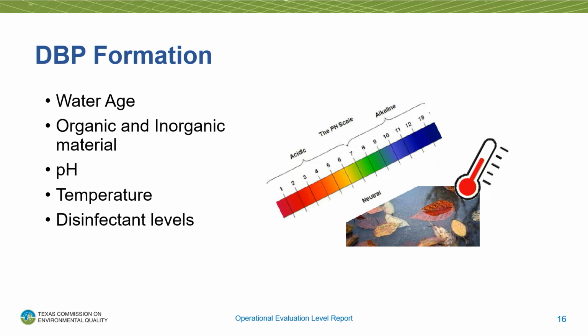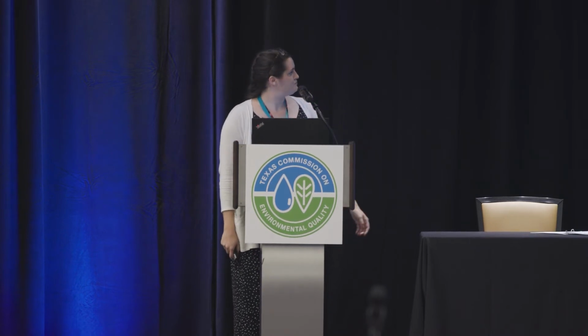So let's talk a little bit about DBP formation. I won't go too much into the weeds about this, but DBP formation typically occurs due to water age, organic and inorganic material interacting with disinfectant to produce DBPs. It can be pH related. Typically with lower pH water, we see more haloacetic acid issues. With higher pH water, we see TTHM issues.